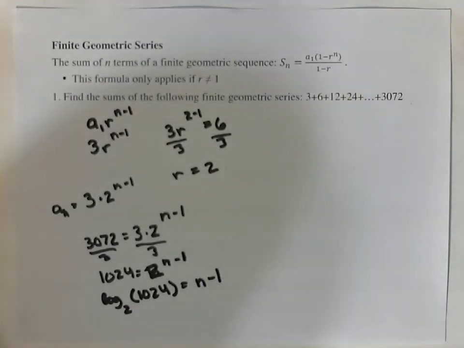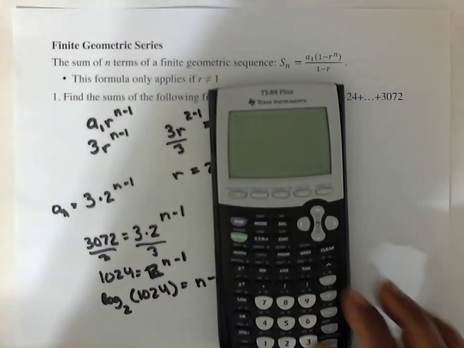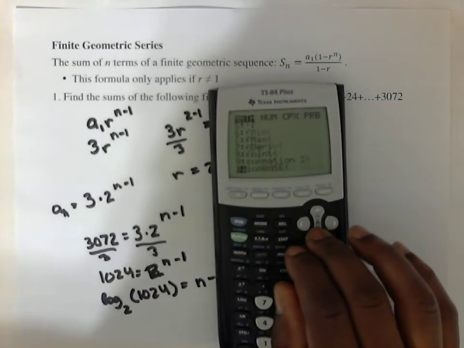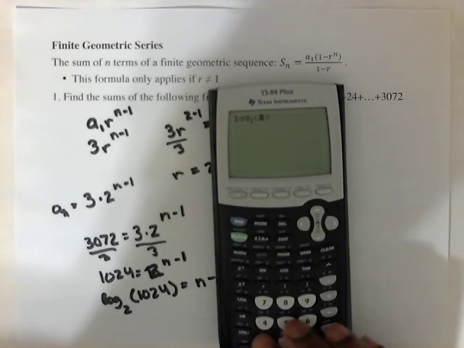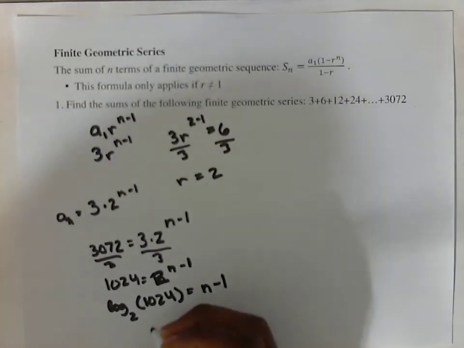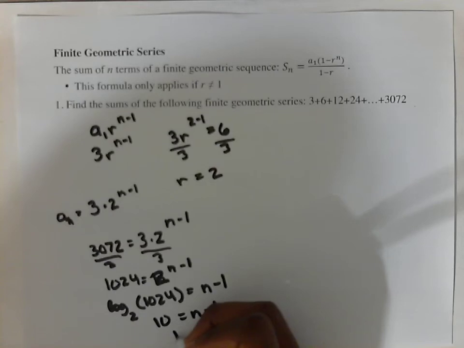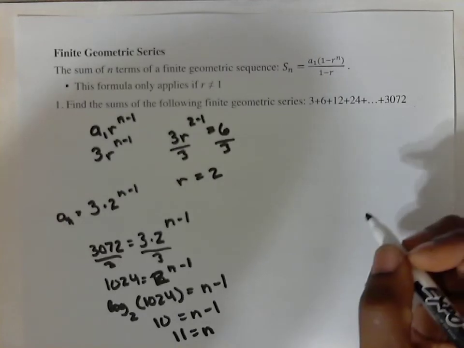Now, to calculate this, we can use our calculator, and if we go to math, go down to log base, we've got log base 2, and that's the log base 2 of 1024, and that's going to give us 10. So now we know that 10 equals n minus 1. Add 1 to both sides, we know that 11 equals n. So now we've got both our r and our n, and we can actually solve for S sub n.